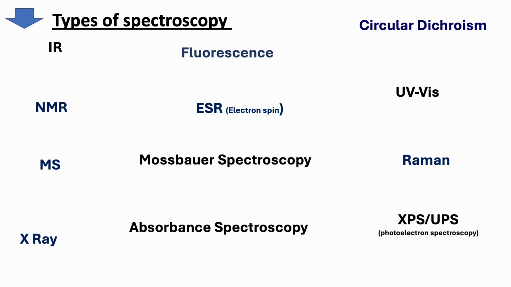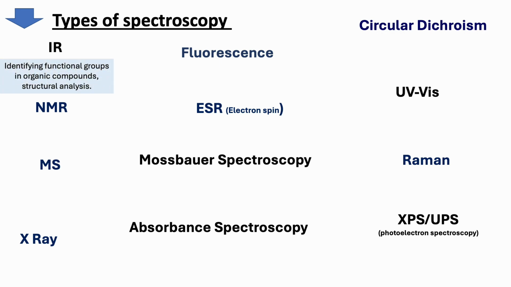There are different types of spectroscopy, like infrared, followed by nuclear magnetic resonance, mass spectroscopy, X-ray spectroscopy, fluorescence, electron spin resonance spectroscopy, Mössbauer spectroscopy, absorbance spectroscopy, CD or circular dichroism, UV-Vis, Raman, followed by photoelectron spectroscopy, commonly known as XPS or UPS. Let us try to understand where this type of spectroscopy is generally applied.